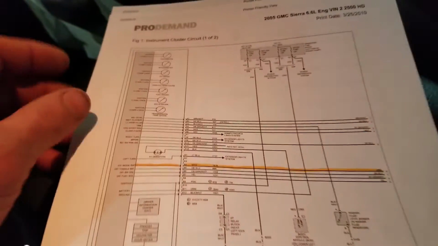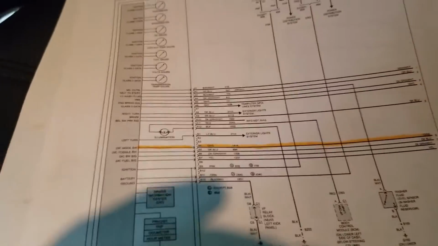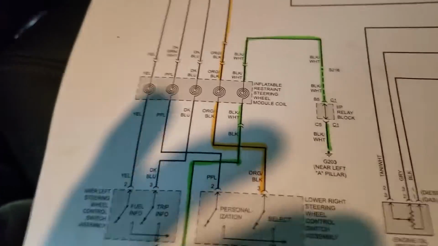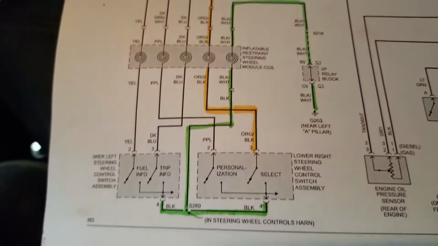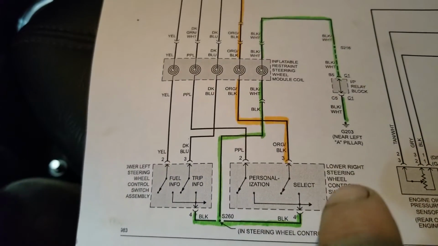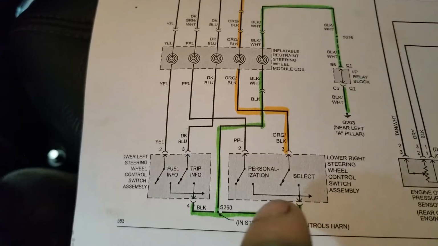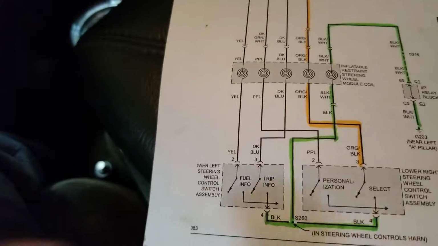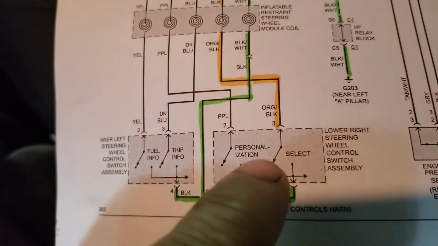Trying my best here, guys. So here's the instrument cluster, and you can see the one I've highlighted there in orange. This is a pretty basic circuit, guys, but I'll run you through it in case some of you are curious and trying to learn this stuff. This is our switch here. It says lower right steering wheel control switch assembly. We've got personalization, which is the little I on the switch, okay? And then we have select, which of course is this little fella right here. And this is the one we're concerned about.